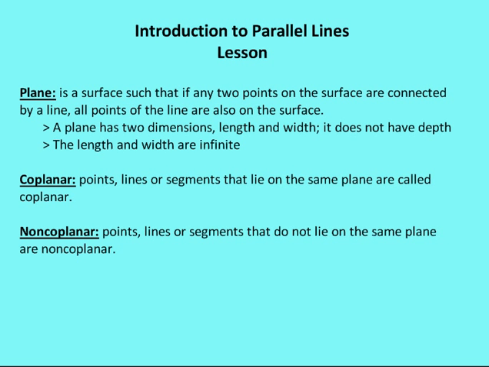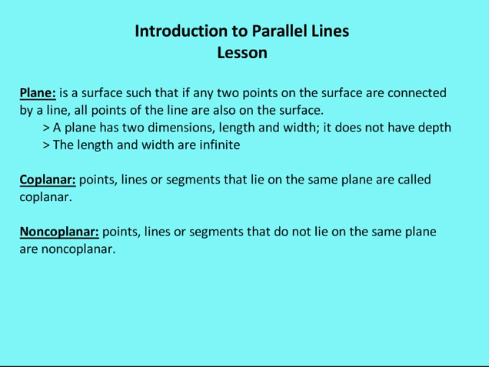Now, a plane, like a piece of paper, is a 2-dimensional object, and it extends in every direction, in a 2-dimensional direction, infinitely. So it has length and width, and it extends lengthwise and widthwise in an infinite direction, but it does not have any depth.